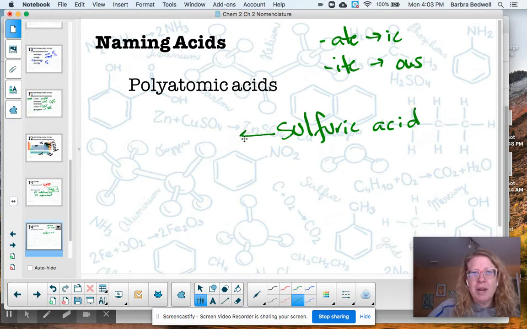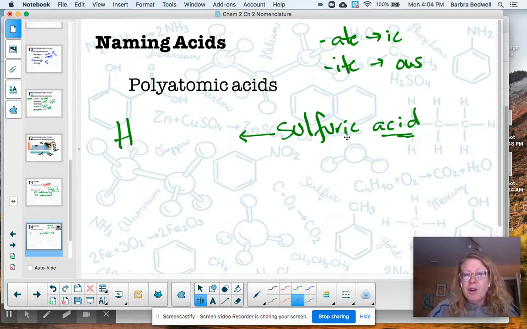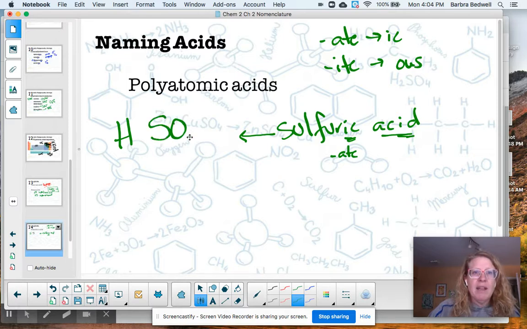If you're talking about sulfuric acid, as soon as you see acid, I'm going to start with hydrogen. Sulfuric, there's no hydro out front, right? So this means it's got to be the ATE form. So sulfuric acid has got to be hydrogen sulfate. Now we have to balance our charges. Sulfate's a 2 minus, hydrogen's a 1 plus, H2SO4.